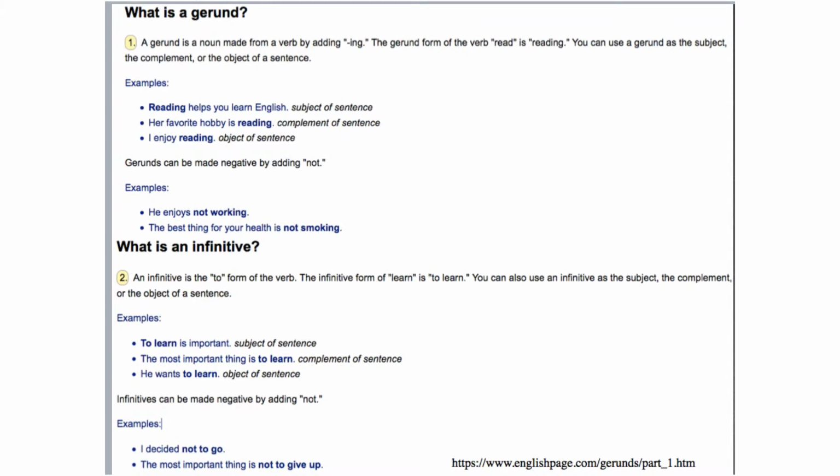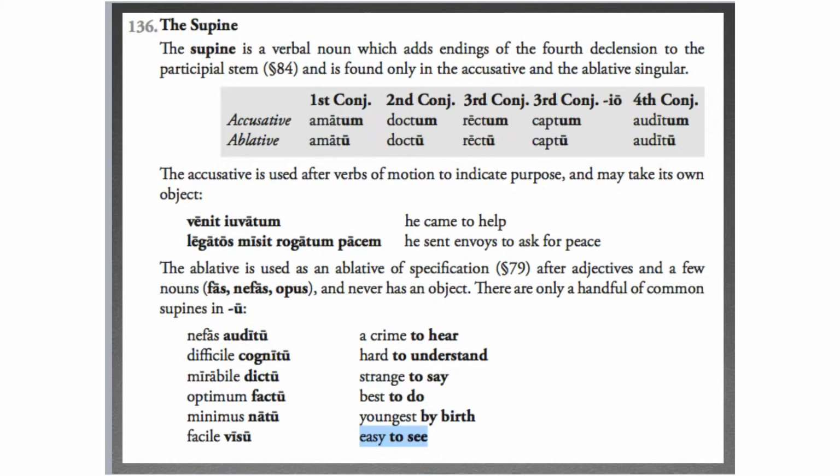All right. So we talked about verbal nouns when we talked about gerunds, and you can see that gerunds are at the top here. Infinitives are also verbal nouns, and the supine is going to be a third form of verbal noun, albeit by far the rarest, least common of verbal nouns. This is just from your textbook. It's a verbal noun, as we said, with endings of the fourth declension, but only the accusative and the ablative singular. And so you can see that here.